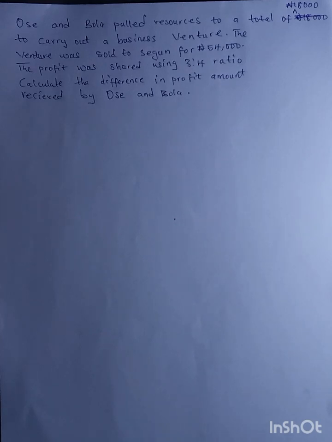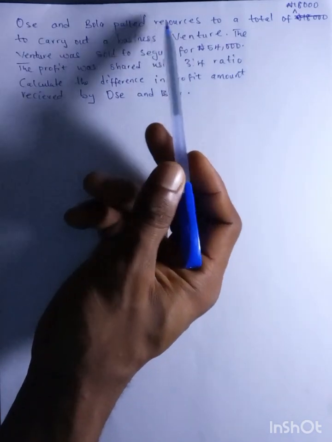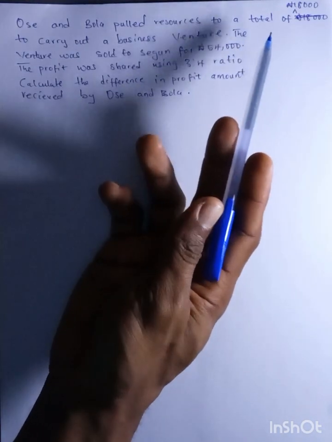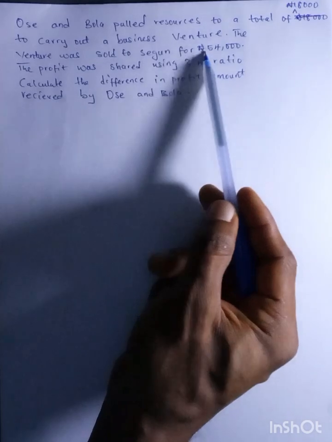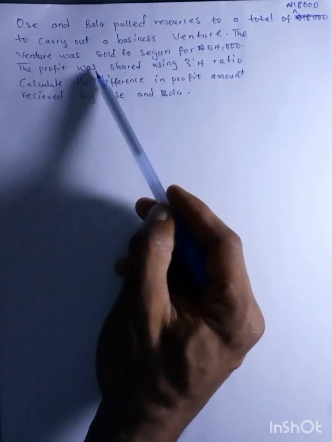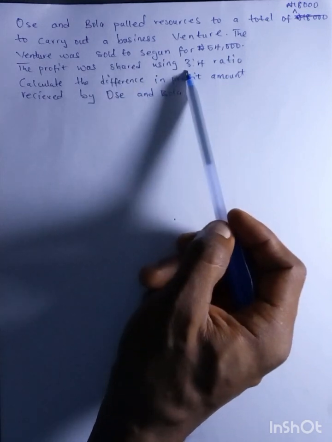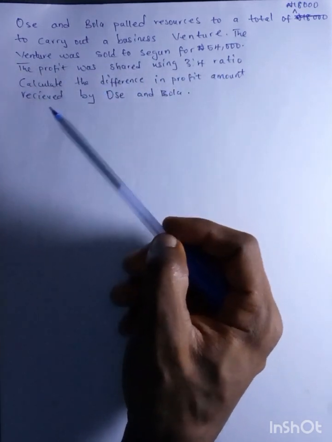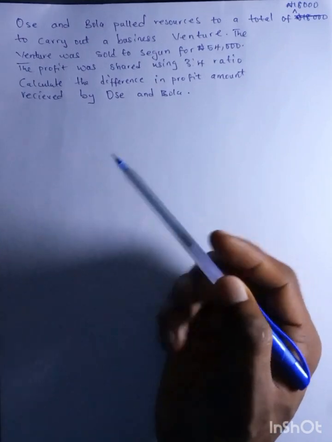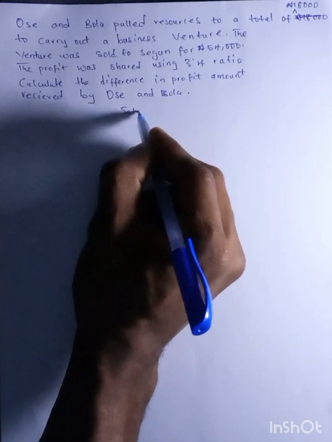We are told that Ose and Bola put resources to a total of 18,000 naira to carry out a business venture, and the venture was sold to Shegun for 54,000 naira. The profit was shared using the ratio 3:4. Calculate the difference in profit amount received by Ose and Bola. So we are going to jump straight into the solution of this problem.